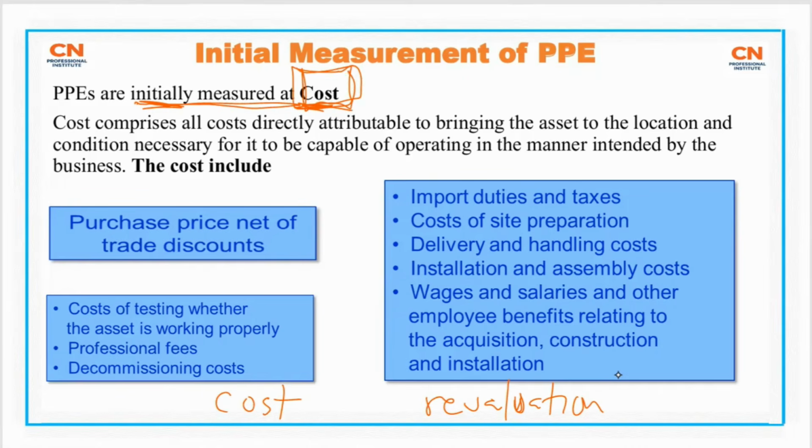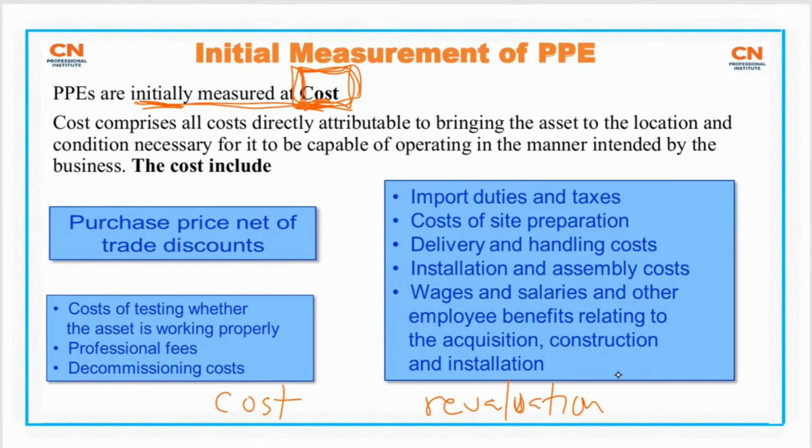Now that we know PPEs are initially measured at cost, what entails cost? When we say cost of PPE, what do we mean? What do we include in the computation of cost and what do we not include? So pay attention. We are going to go through all the items that will be included in the computation of cost of PPE, and we will also look at items that will not be included, so that when you see a question and you are asked to determine the cost of PPE, you know items to include and items to exclude.